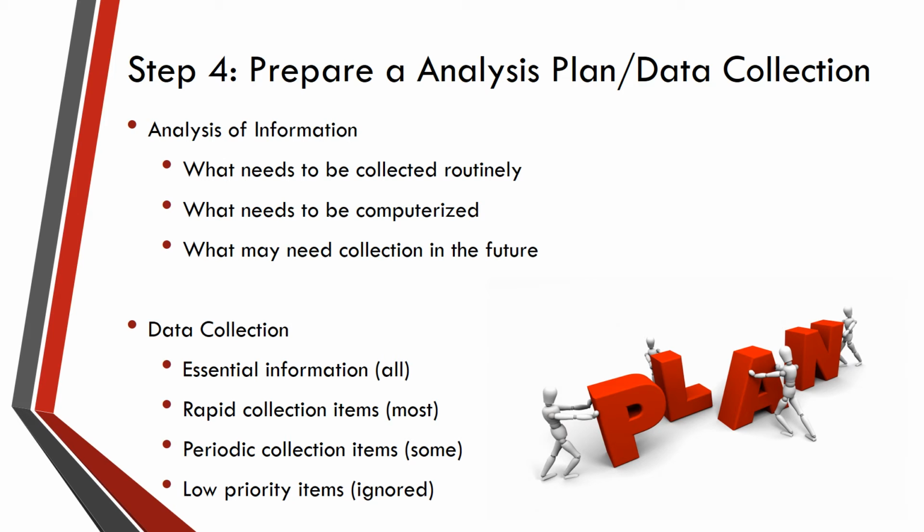In planning for data collection, it is useful to divide information items into 4 categories: the essential, rapid, and periodic collection items, and the low priority items. Essential information includes items important to all issues. Rapid collection items include the items important to most issues. Periodic collection items include items important on some issues. And lastly, the low priority items is a set of items that can be ignored.